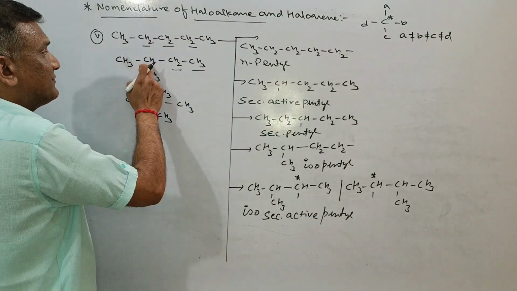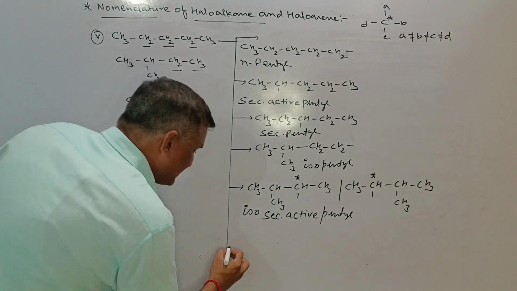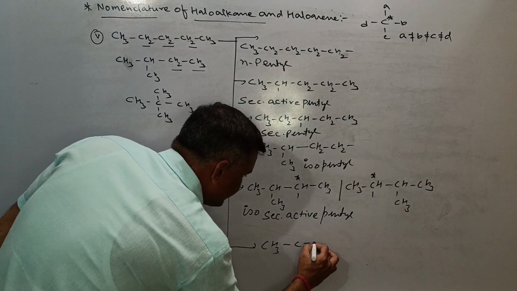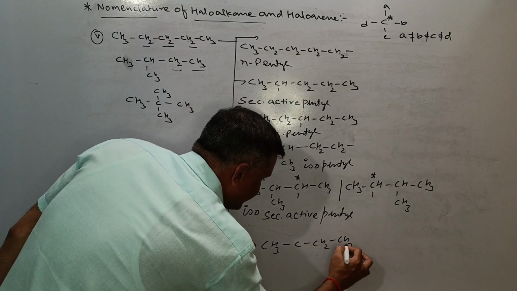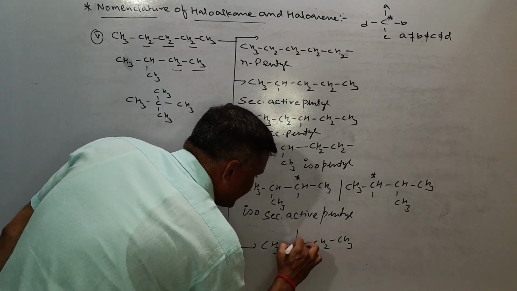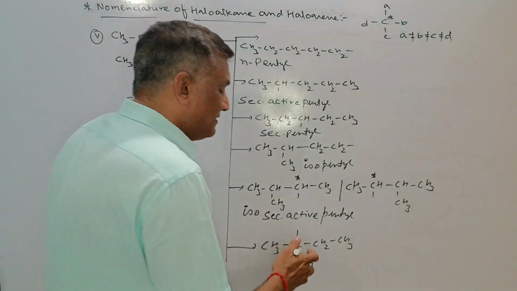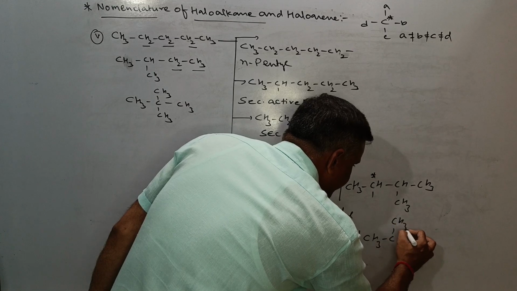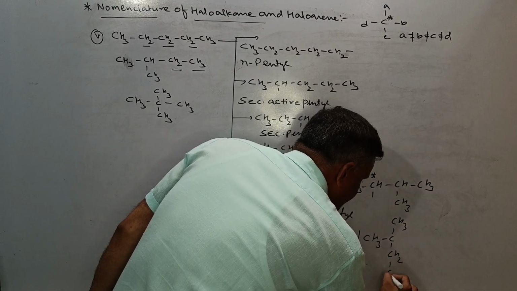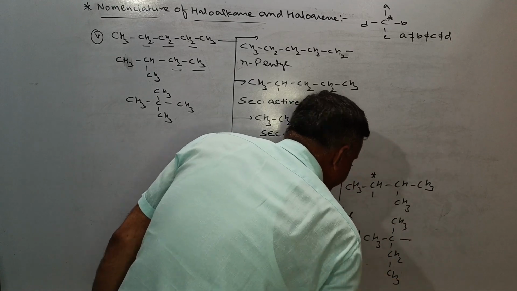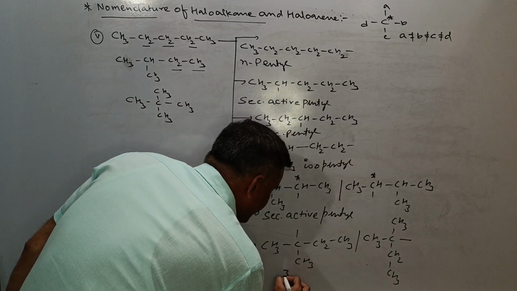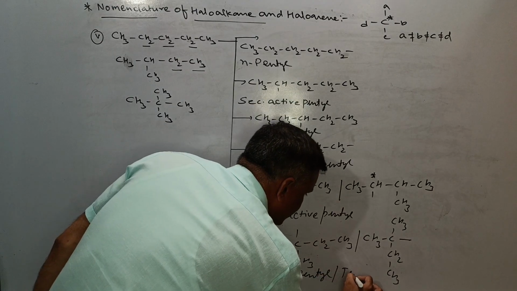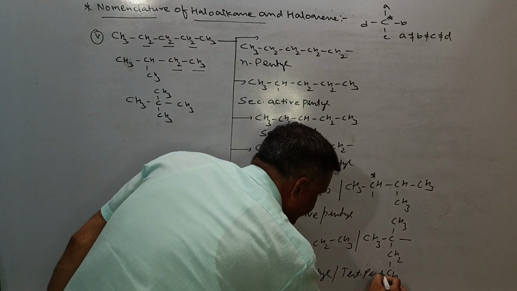If I remove the hydrogen from just here, then the structure will be as follows: CH3. This is the CH2 and CH3. This is the CH3. We can write it by flipping as follows: CH3. This is the CH3. This is the CH2. This is the CH3. Bond free. This is called tertiary pentyl, or third pentyl also.